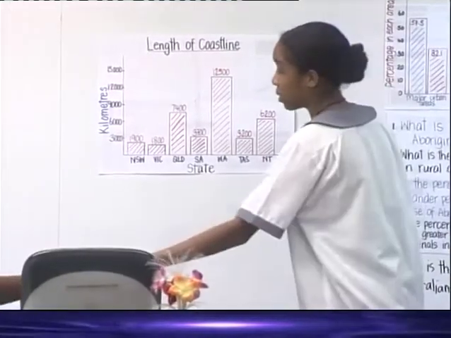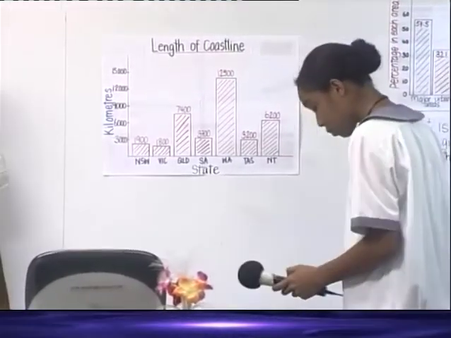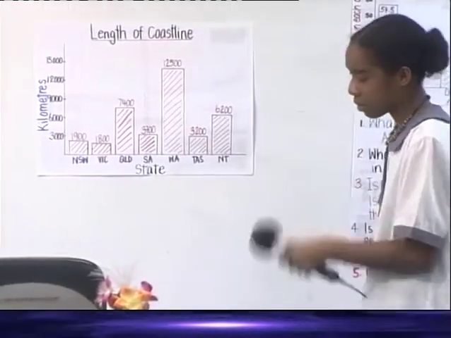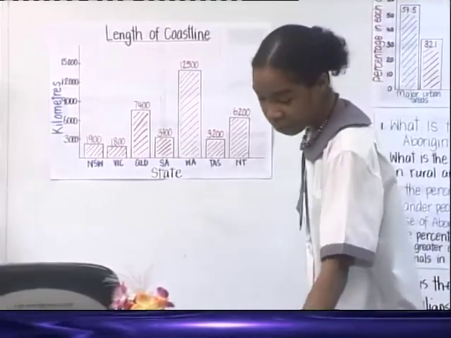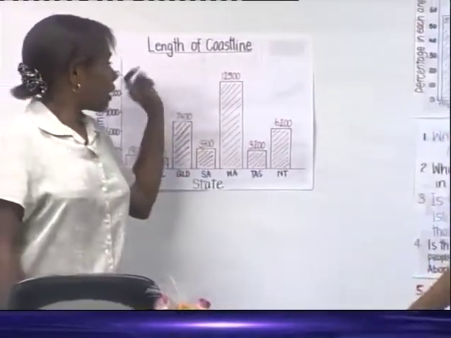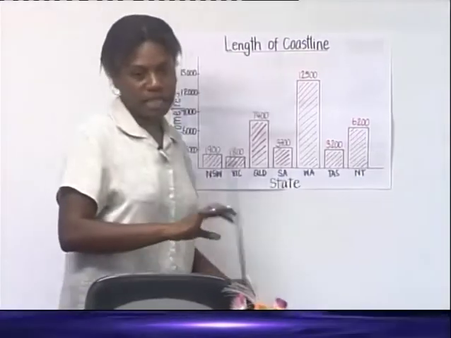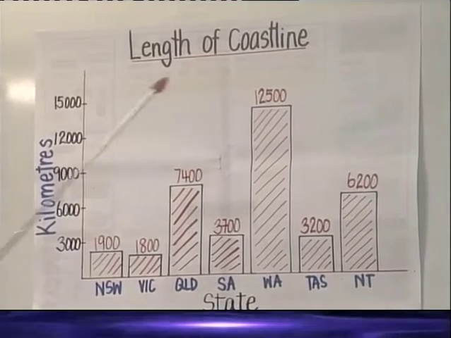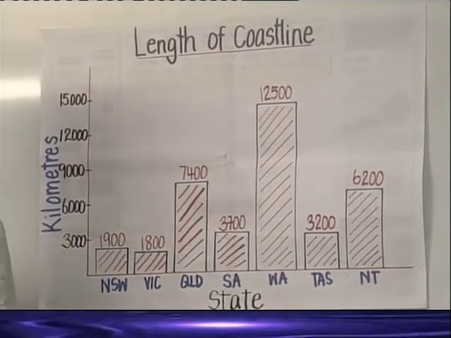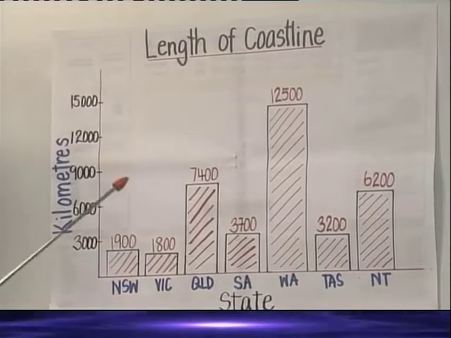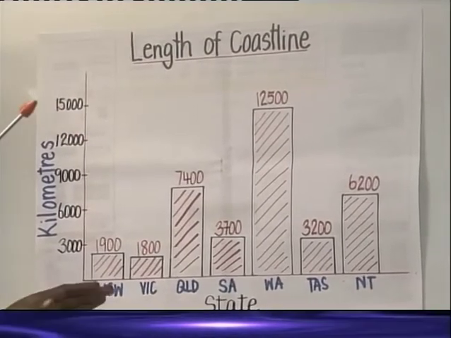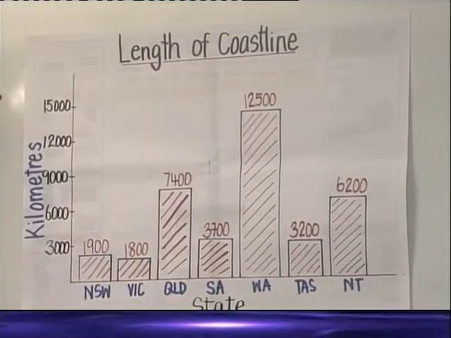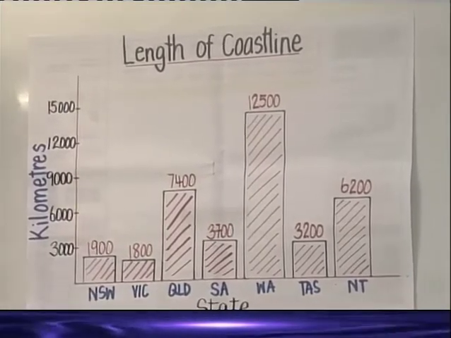Okay. The title. Length of coastline. Okay. All right, thank you, Teresa. She indicated where the title is. Length of coastline. Very good. Horizontal axis. Can we have someone here, please? Come and indicate to us the horizontal axis, one of the features that you find on a graph. Zimalin, please.